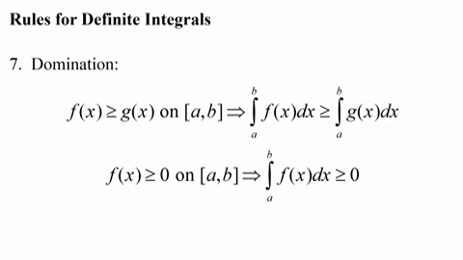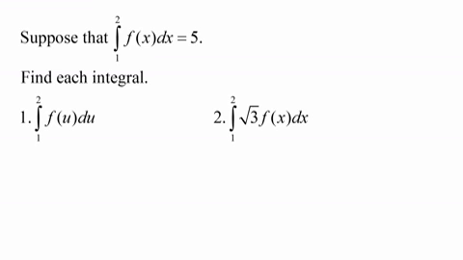Let's try an example. It says here, suppose that the definite integral from 1 to 2 of f of x dx is 5. Find each integral. Number 1, we have the definite integral from 1 to 2 of f of u du. Notice that we're using the same limits of integration from 1 to 2, and the variable name doesn't matter, so that answer is just equal to 5.